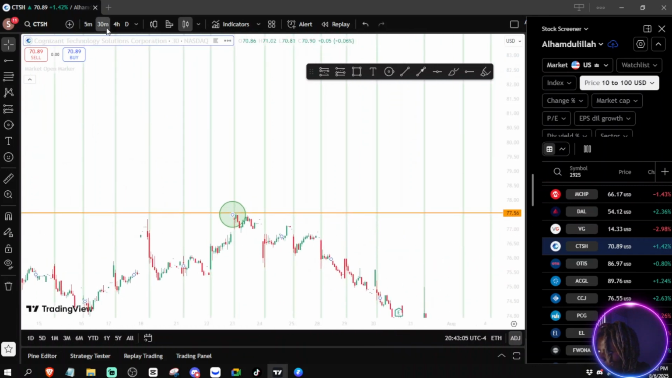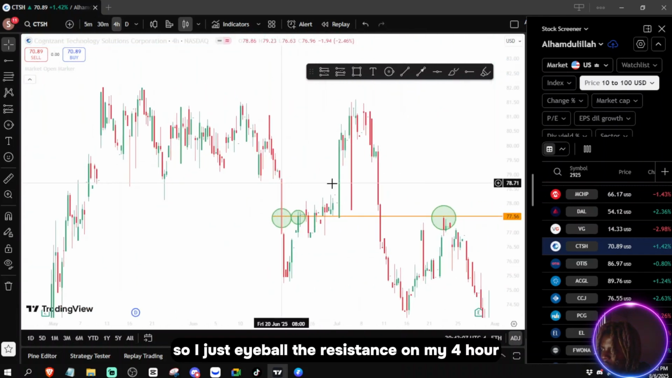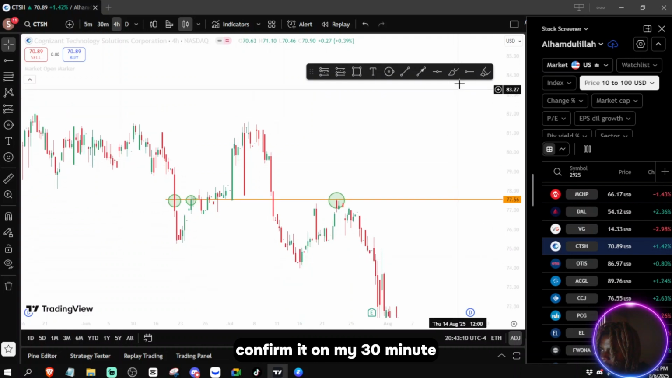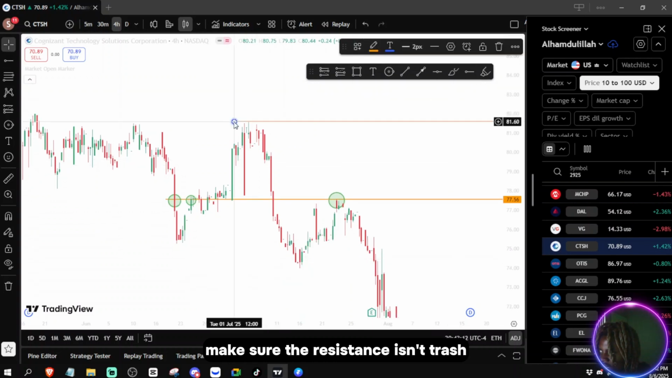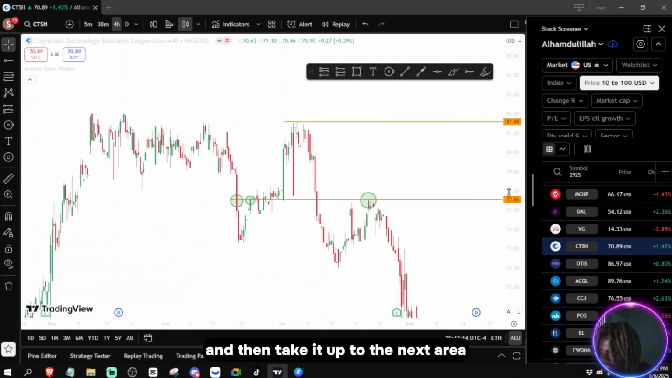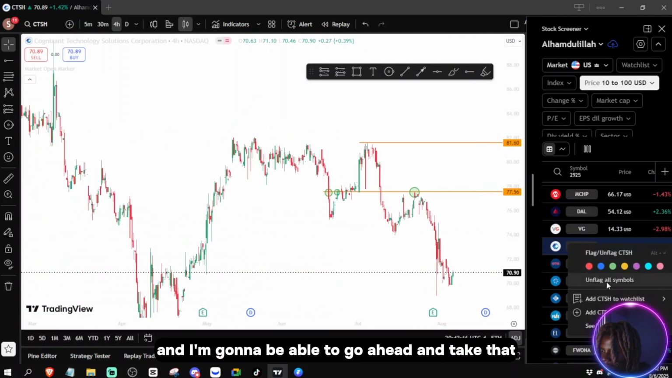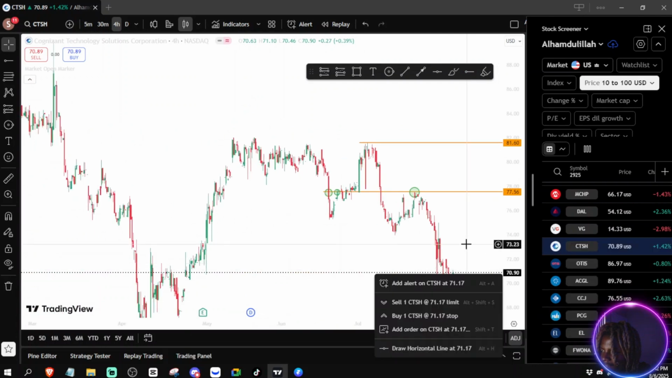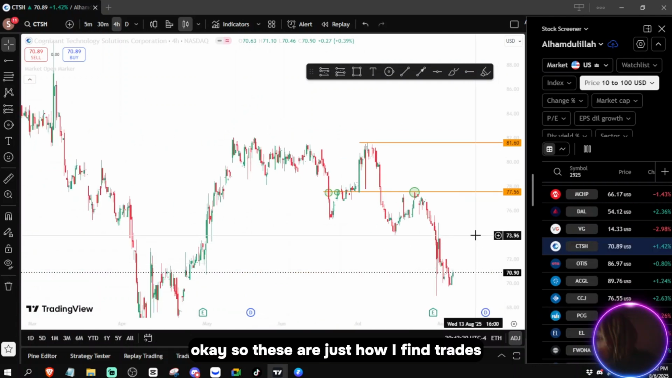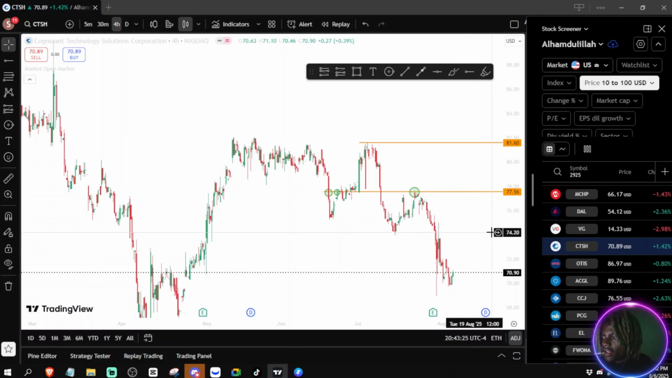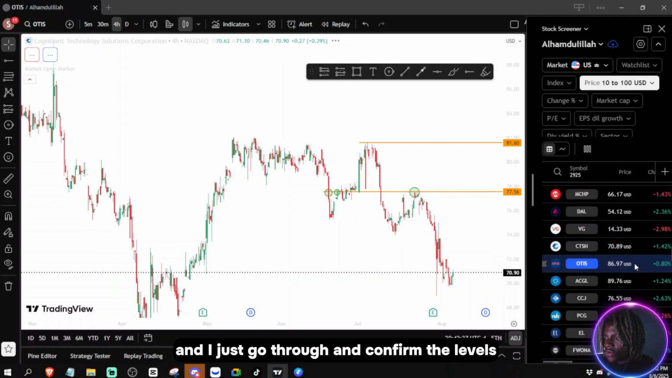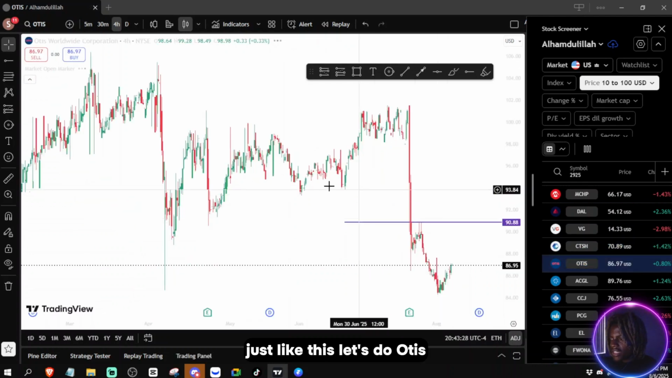Okay, so I just eyeball the resistance on my 4-hour, confirm it on my 30-minute, make sure the resistance isn't trash by making sure there's 930, and then take it up to the next area. And I'm going to be able to go ahead and take that. So these are just how I find trades, every single day. And I just go through and confirm the levels just like this.